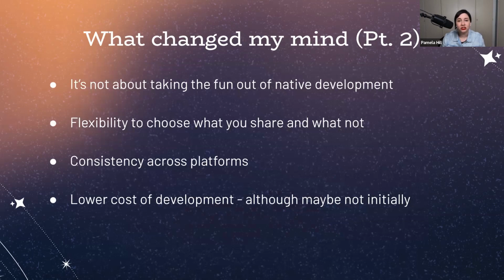And from my research, I concluded the following 3 things. Multi-platform mobile isn't about taking the fun out of native development. For me, as an Android engineer, it's really important that Android developers can continue using Jetpack Compose or XML if they really want to. And iOS developers can use SwiftUI if they want to, or something else if they're so inclined. But it's also important that a team can decide what they share, and they can code the rest natively to their heart's content.